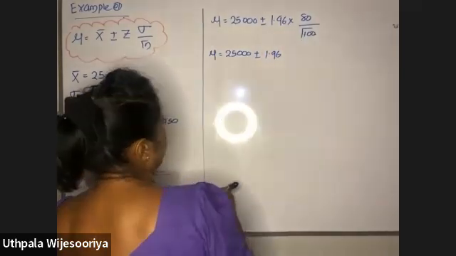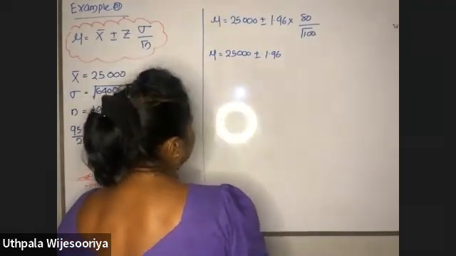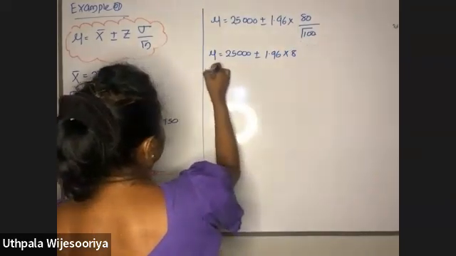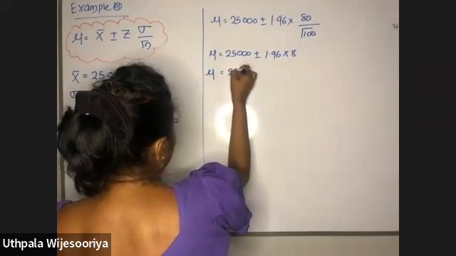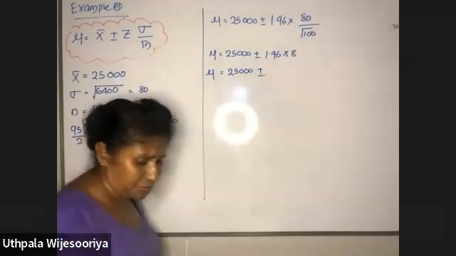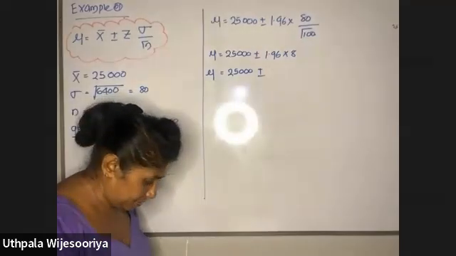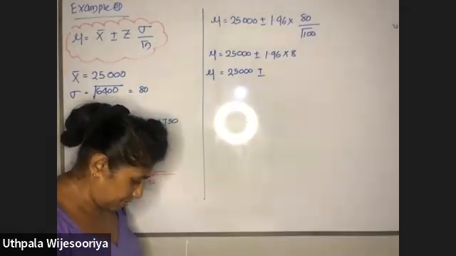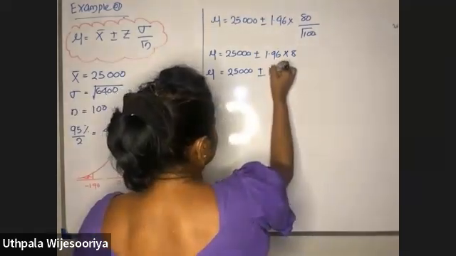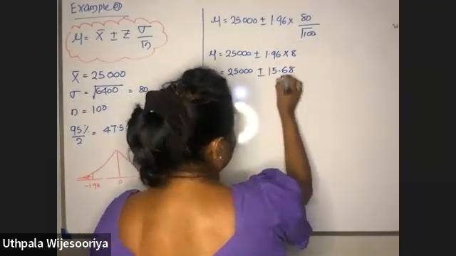80 over square root 100 is 80 over 10, which is 8. What is your error term? Probable error is plus or minus 1.96 into 8. Error term is 15.68.